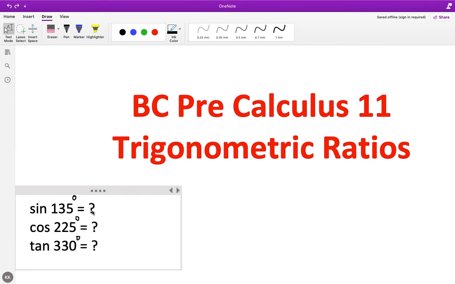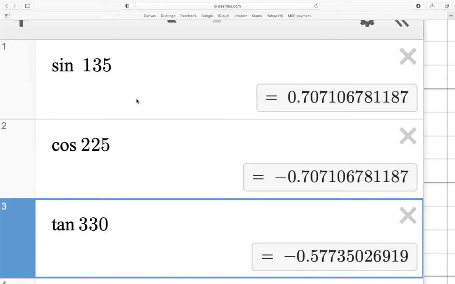If you plug in these ratios in your calculator, you may sometimes get positive or negative values. You will get that sine 135 degrees is a positive ratio, cosine 225 degrees is a negative ratio, and tangent 330 degrees is also a negative ratio. In this chapter, you need to calculate these ratios by using the coordinate system, and I will also explain why we get negative ratios in some cases.